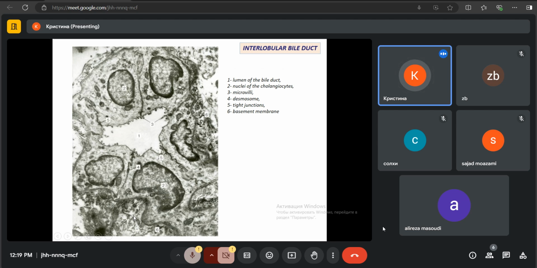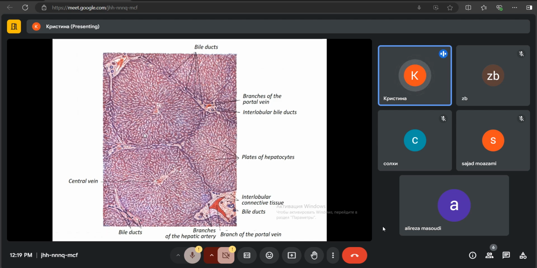In this electron microscopy picture, we see the interlobular bile duct, which is composed of one layer of cuboidal cells called cholangiocytes. Cholangiocytes are epithelial cells derived from endoderm, as everything in liver, the parenchyma. The cells are interconnected with a number of intercellular junctions, including the tight junctions near the apical surface, then belt desmosomes and desmosomes, etc. Here is the basal membrane. In this lumen, there is the bile.